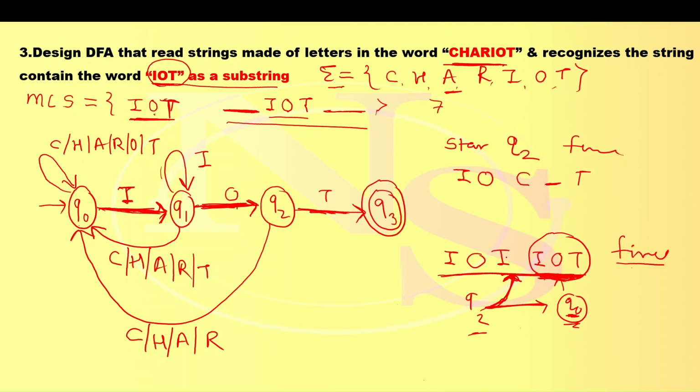So the next symbol is I. Here, remember, I is already coming. Initially, IOI is not valid. We need to make it valid. To make it valid, I am writing here separately.